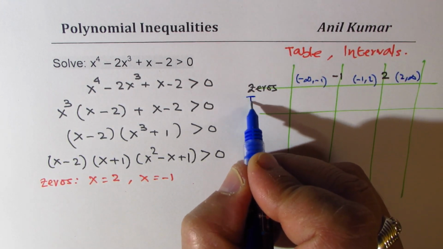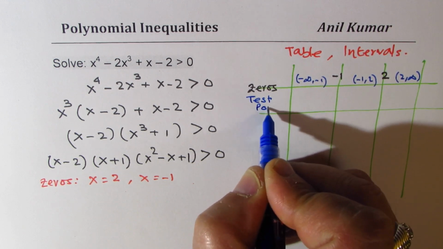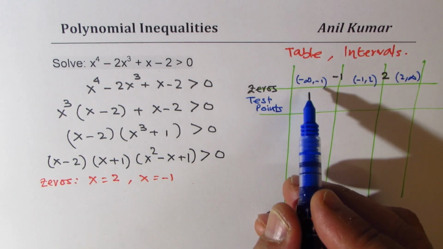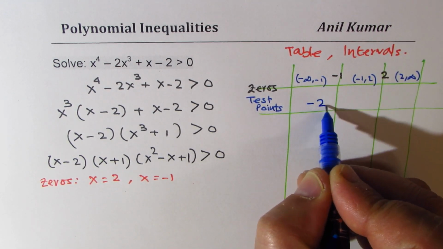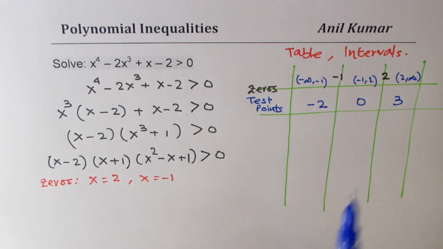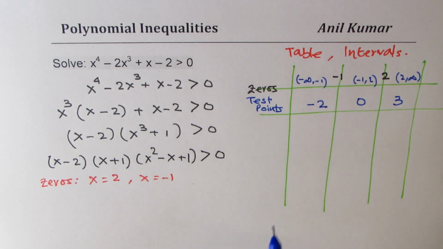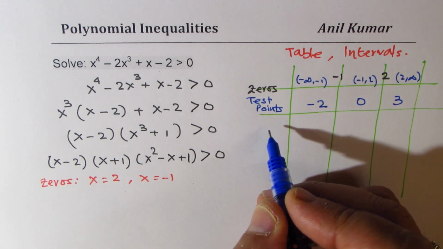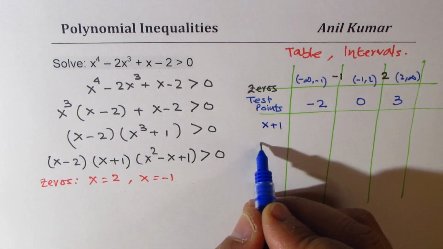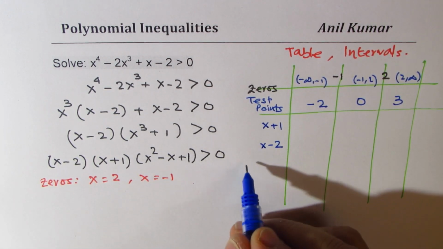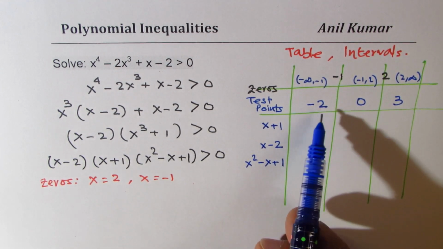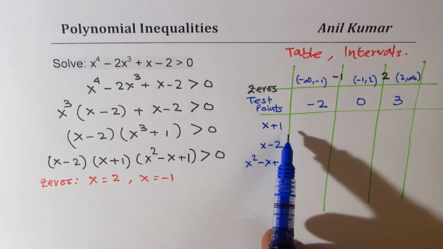So we are going to take test points in these intervals, right? So the test point here could be minus 2. Test point here could be 0, and we could take 3 as our test point here. Now we have so many other factors. So let's write down these factors. We have a factor which is x plus 1. Then we have a factor which is x minus 2. And then the third factor which is x squared minus x plus 1. So substitute this value and check whether it's positive or negative.